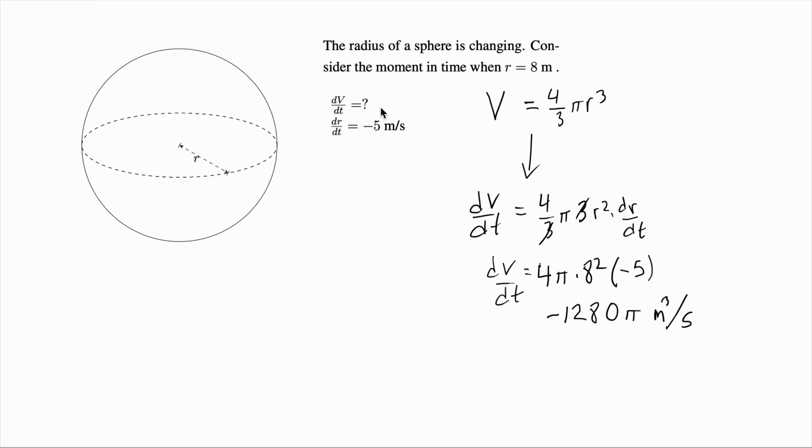So the radius is going down that fast, which is really fast. The volume is actually going down at that rate instantaneously. That's quite a bit when you think about it. With a big radius, the volume is pretty big in terms of cubic meters, because you have 4/3 of 8 cubed and then times pi. That's getting pretty big.